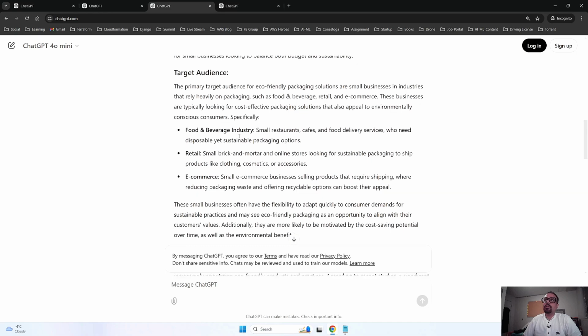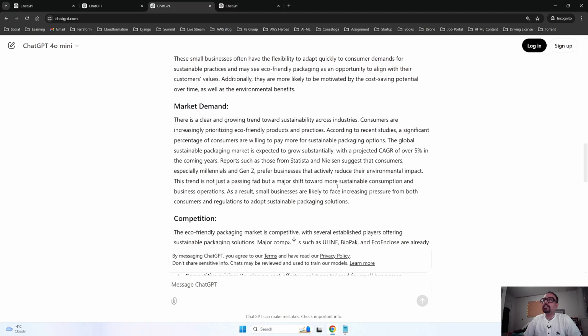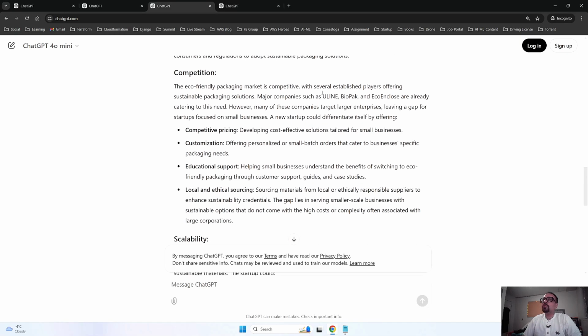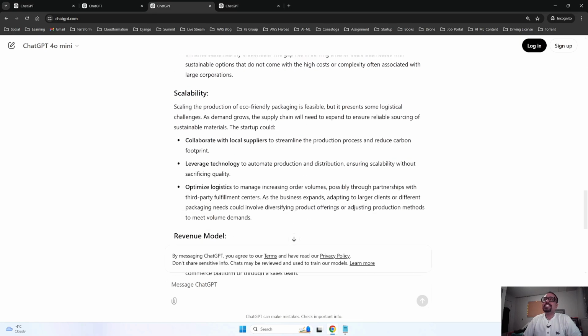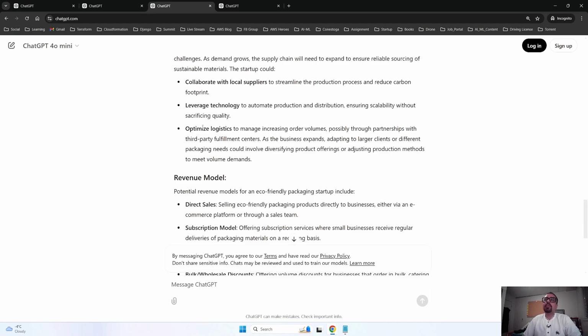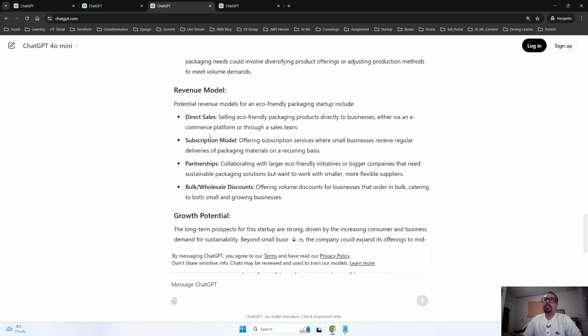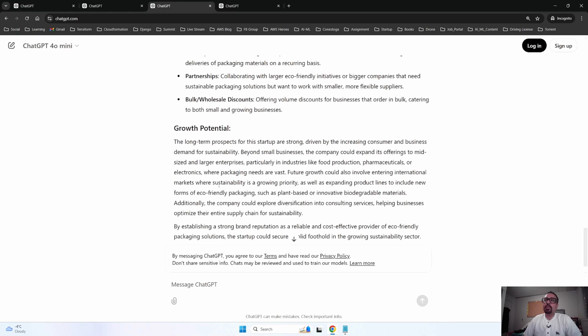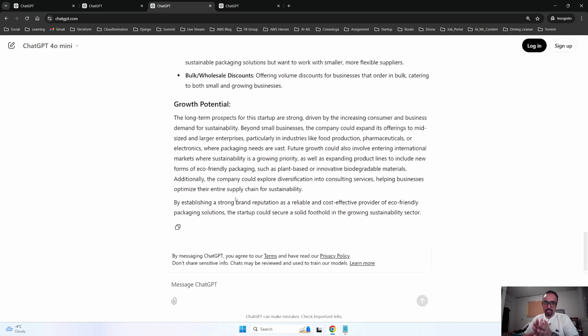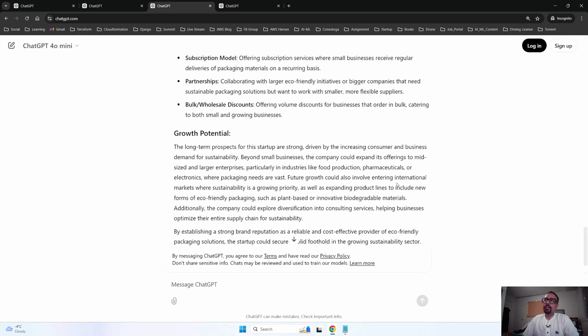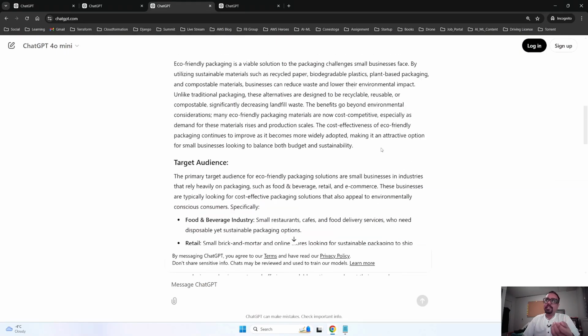Target audience, it is saying what the target audience is, then the market demand, it has analyzed over here. See, with the projected CAGR of over 5% in the coming years, so what would be the growth if we take it? The competition, so over here, see, it has mentioned the major companies which are part of that business already. Scalability, so for scalability, it says to collaborate with local suppliers, leverage technology, optimize logistics. Revenue model, direct sales. So it has given benefits of all of them. Then growth potential, how it can grow. So you can see with chain of thought how you can solve a complex task easily.